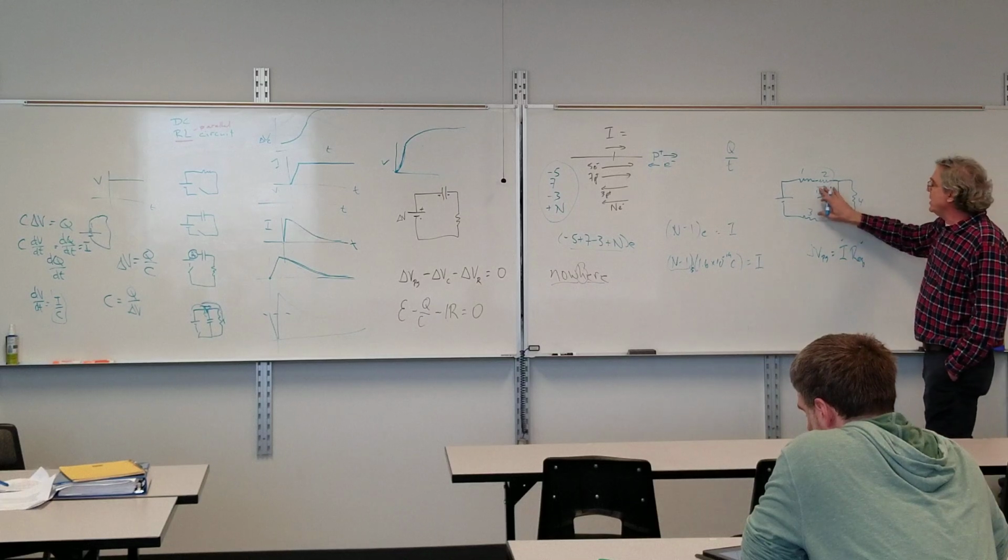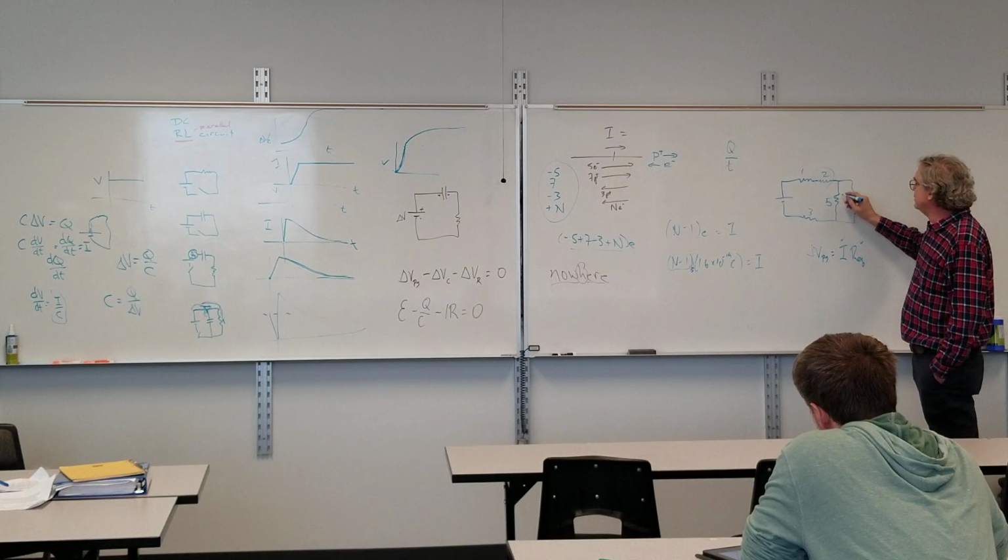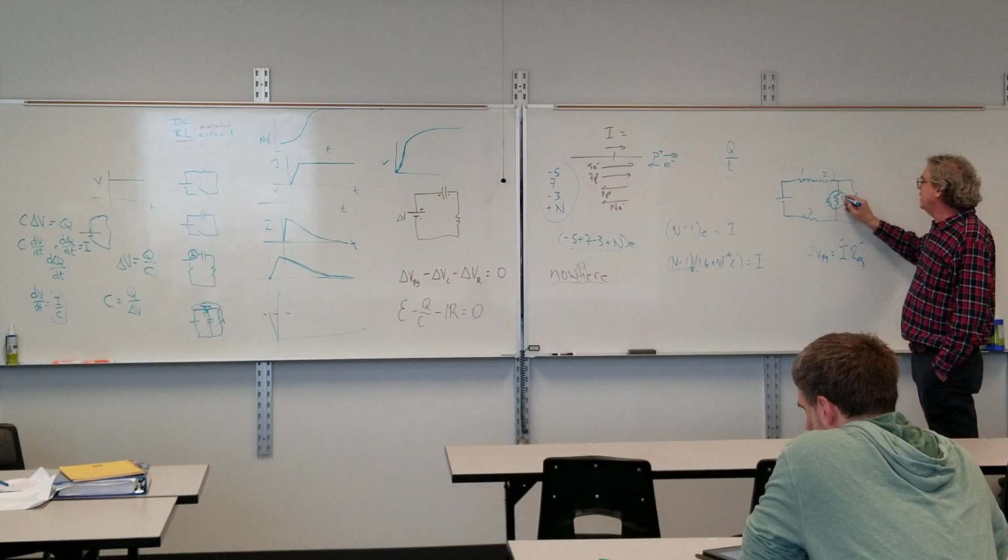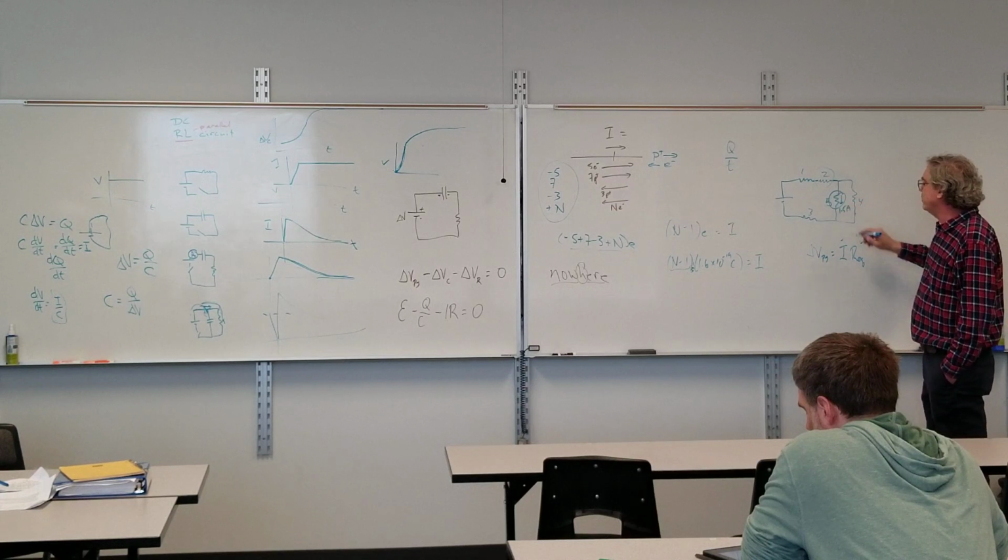For part C, I change that, and I say, let's say that this is the bulb instead, and I have a maximum of 1.5 amps flowing through that.